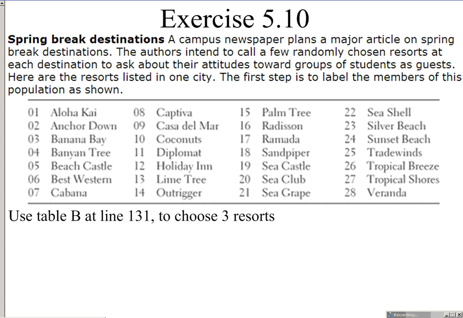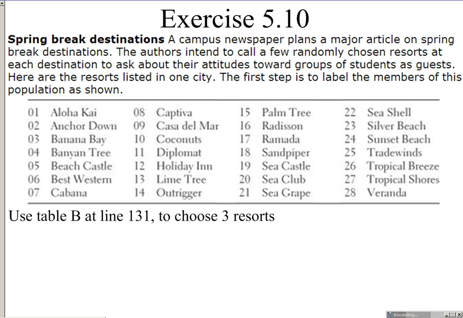Problem 10. A campus newspaper plans a major article on spring break destinations. The authors intend to call a few randomly chosen resorts at each destination to ask about their attitudes towards groups of students as guests. Here are the resorts listed for one city. The first step is to label the members of the population as shown. So we take all of these destinations and label them 1 through 28. Notice we go 01, 02, 03 because we're going to be looking at two-digit numbers. So the first digit, if we're numbering this 1, is 0, 1, 0, 2, and so on, all the way up through 28.